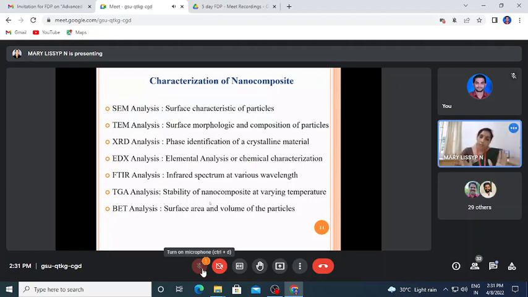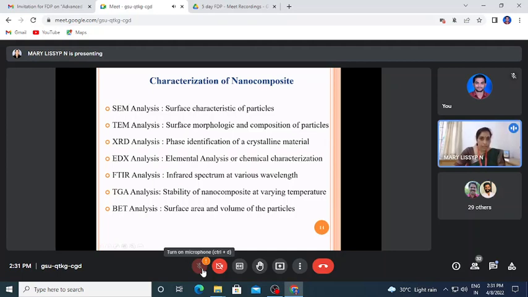Characterization is mainly done to find out the surface morphology of the particle, the characteristics of the particle, what all elements are present in the particle, the nature of the functional groups present, and the stability of the particle. So many things can be found by using these kinds of analysis. We'll see them one by one.